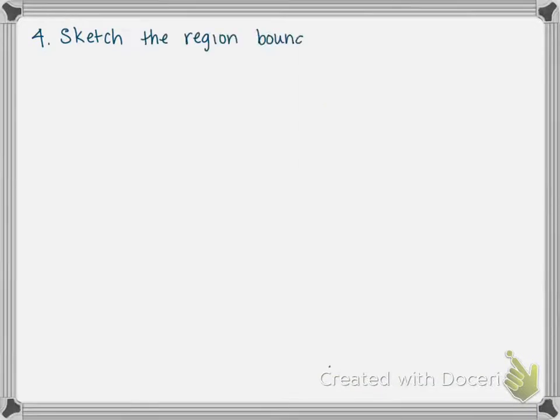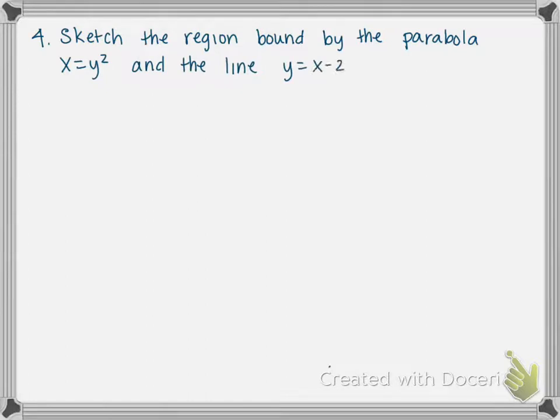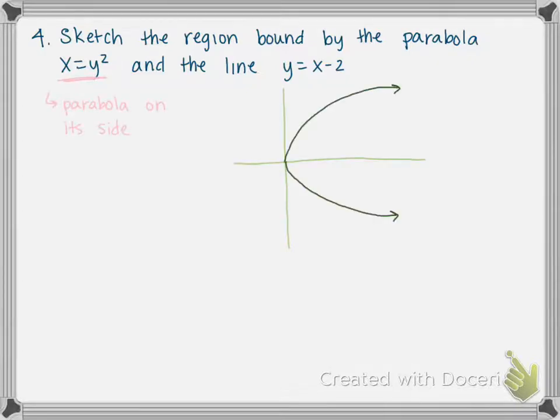Now, example number 4, if we sketch the region bound by the parabola x equals y squared and the line y equals x minus 2, we know that this is a parabola which is open on its side. And we put in a little line there and mark the region in between the two.